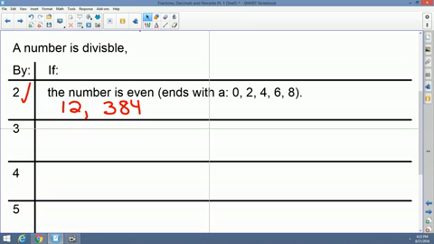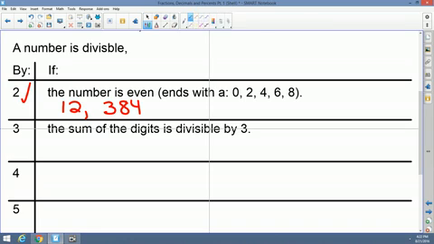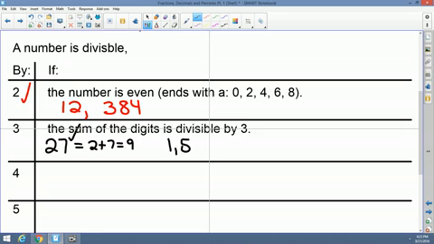A number is divisible by 3 if the sum of the digits is divisible by 3. So for example, the number 27. We know it's divisible by 3, but why? Well, 2 plus 7 equals 9, which is divisible by 3, so 27 would be divisible by 3. What about if we have 1,507? Well, 1 plus 5 is 6, plus 7 is 13. So the sum of the digits is 13.